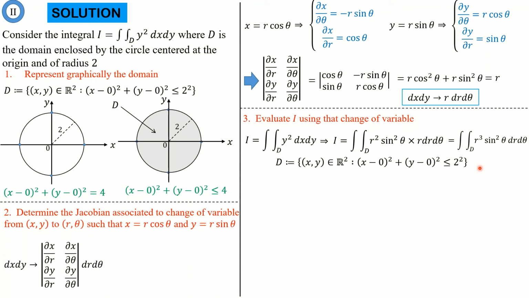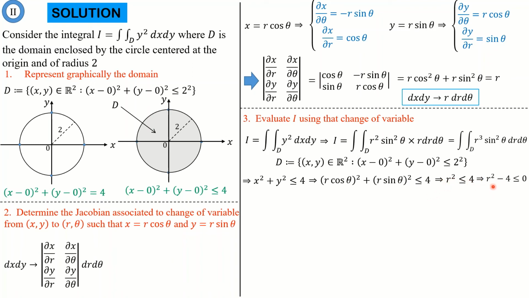So we need to get the bounds of r and we need to get the bounds of theta. So let's consider just this part, which is x squared plus y squared, less than or equal to 2 squared, which is 4. But we know x as r cos theta and we know y as r sin theta. So fitting in the respective places, we get r squared cos squared theta plus r squared sin squared theta, which is just r squared. So we have r squared less than or equal to 4.